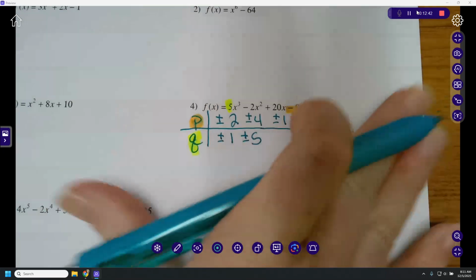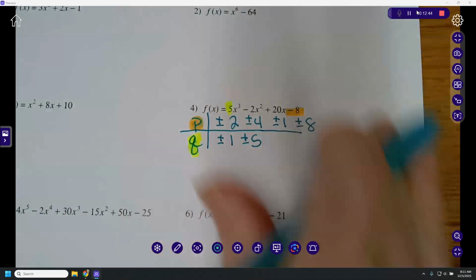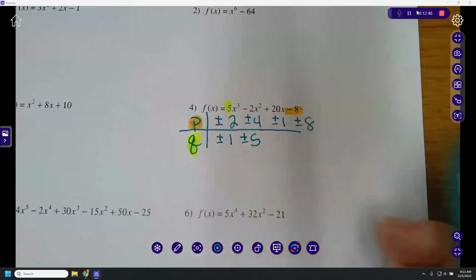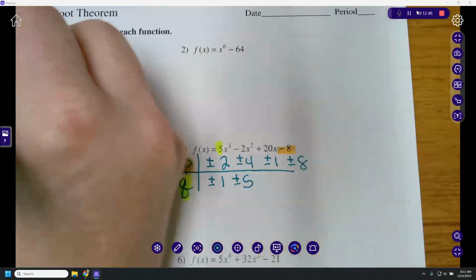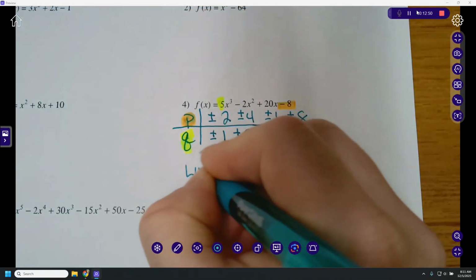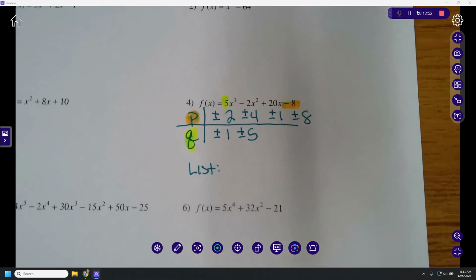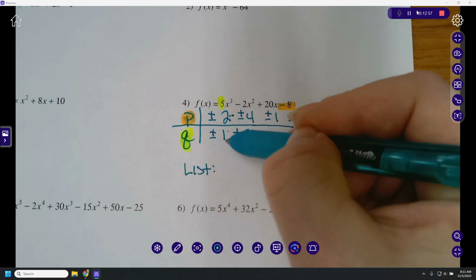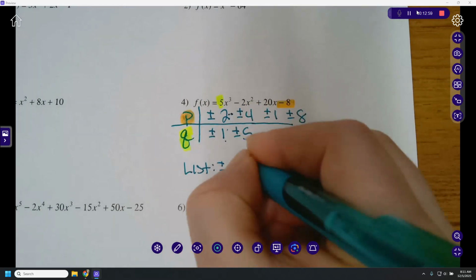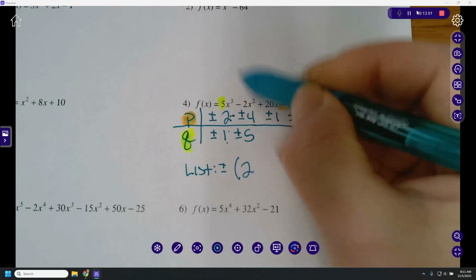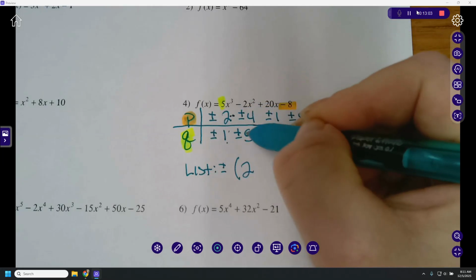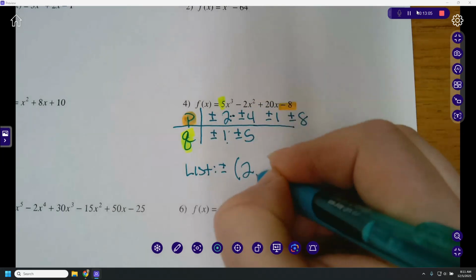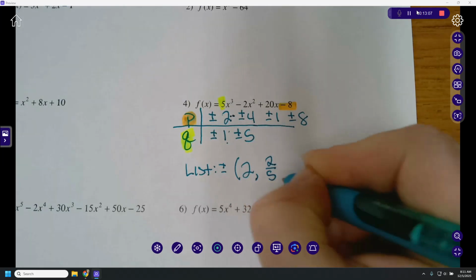Do not stop here. This is used as a tool to generate the list. So here is my potential list. I start with the 2. I go 2 over 1. What's 2 over 1? 2. I also have to do 2 over 5. 2/5, and I'm just going to leave it like that.